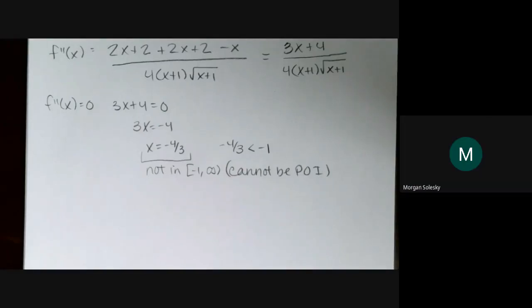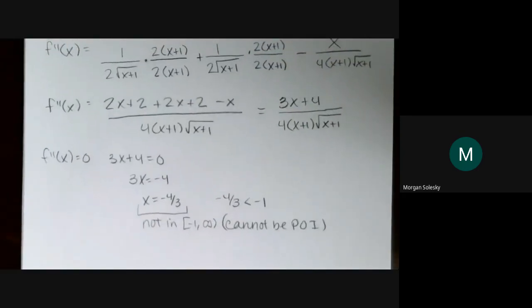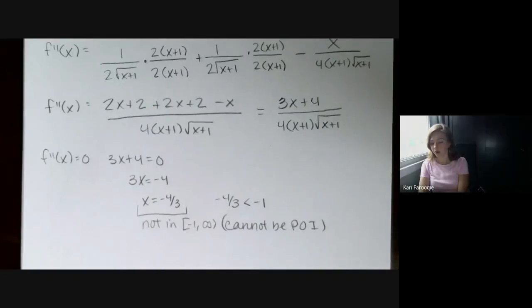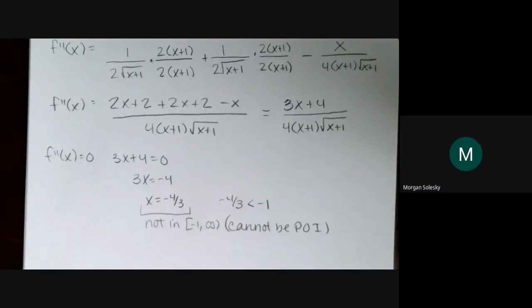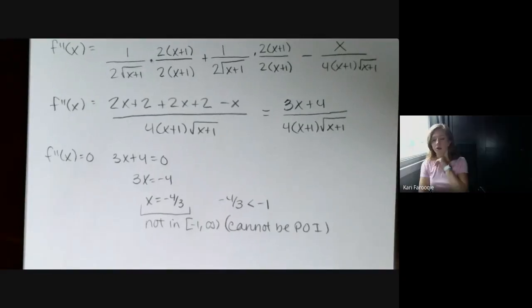I don't know if I'm doing this wrong, but when I typed in -4/3 in my calculator, I got -1.3. Yes, -1.3 is less than -1. Oh, yeah. Okay. Never mind, it's not in the domain. Yeah, I see it now. All right, any other questions there?